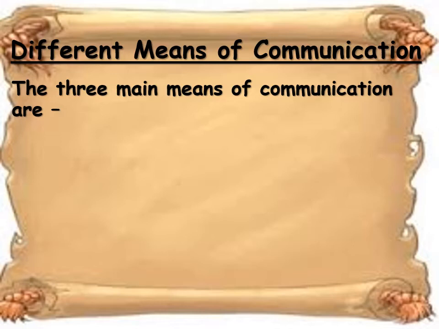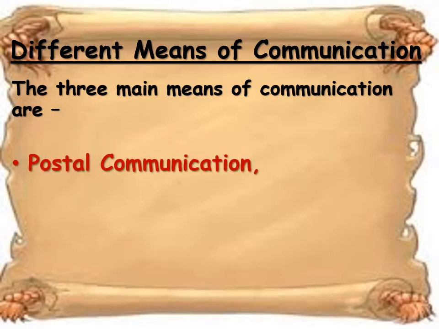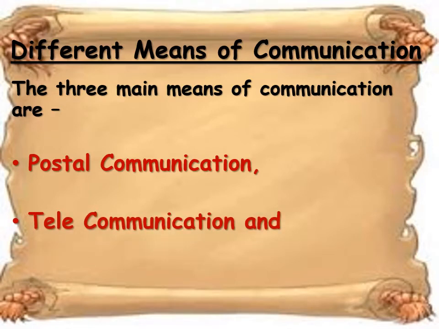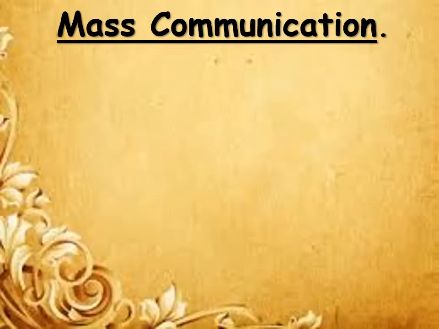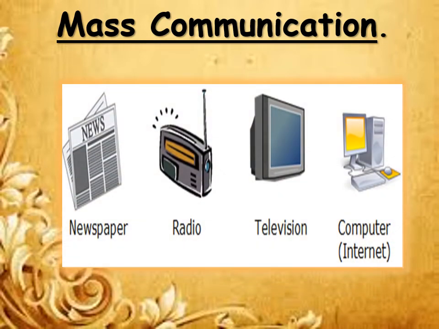There are basically three means of communication. The first is postal communication. The second one is telecommunication, and the third one is mass communication. First, we will talk about mass communication. Mass communication means, children, public communication. It means the methods of communication through which we reach larger audiences. It can be newspaper, radio, television, or the computer, internet.